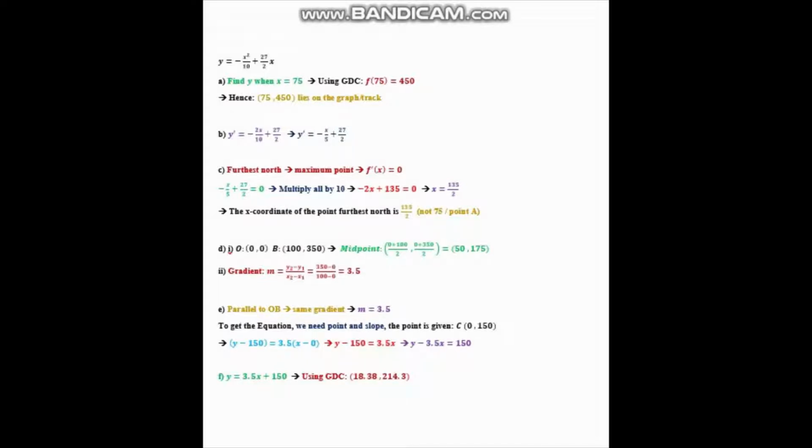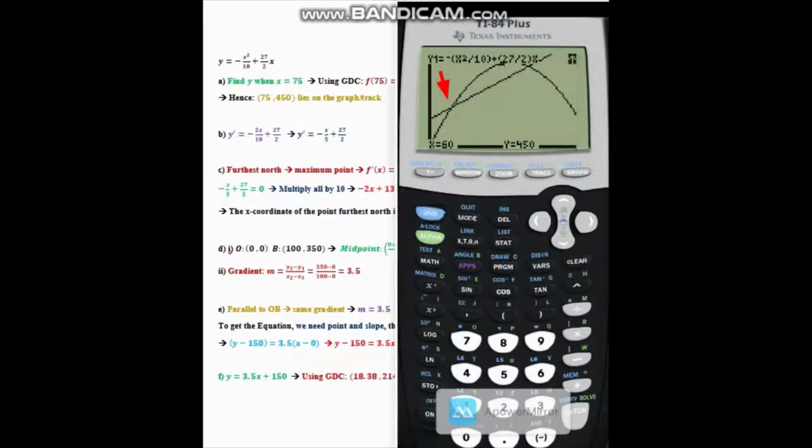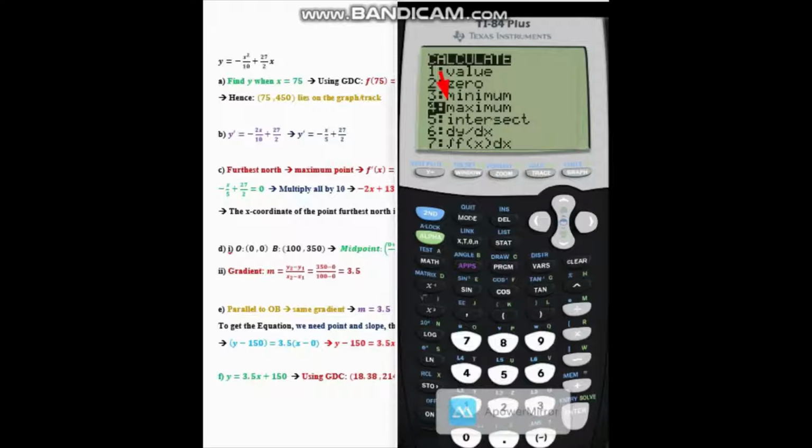Finally, in order to determine the point of intersection between Scott's road and the graph, I need to rewrite this equation in a way that I can put onto my GDC. So there it is, y equals mx plus c. So let's plug this onto the GDC. There is my equation, similar to the green equation in F. And I want the point where he first crosses the track, so I want this point of intersection. So second trace, intersect.